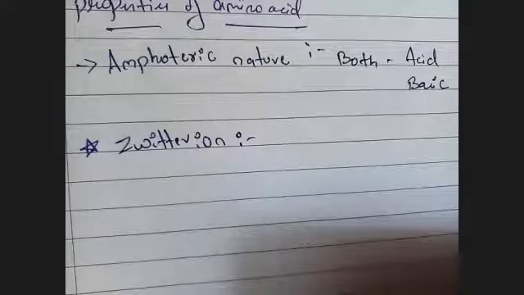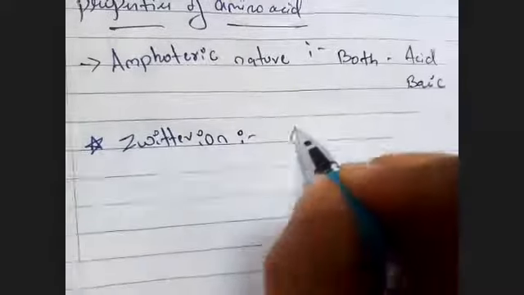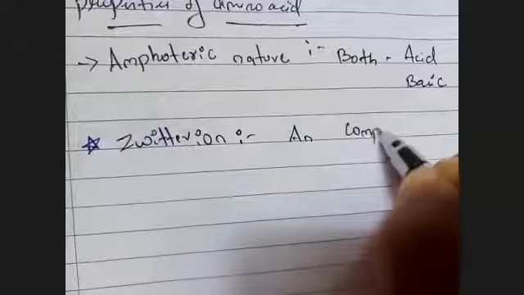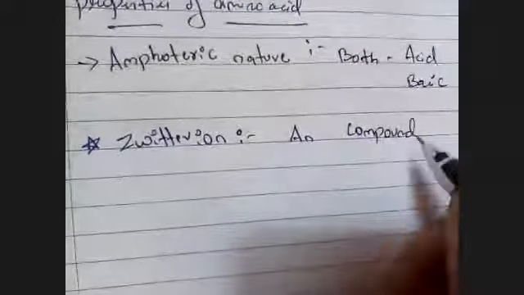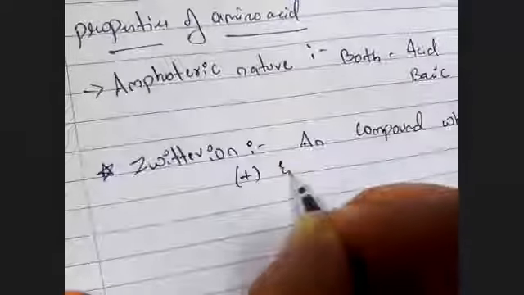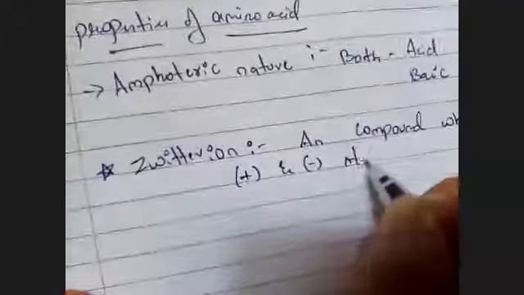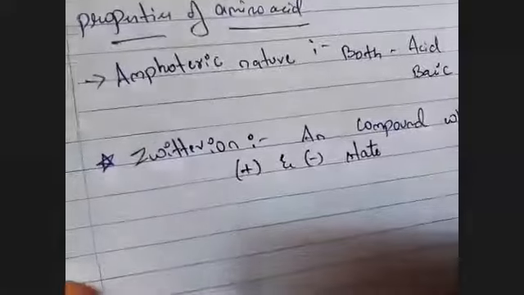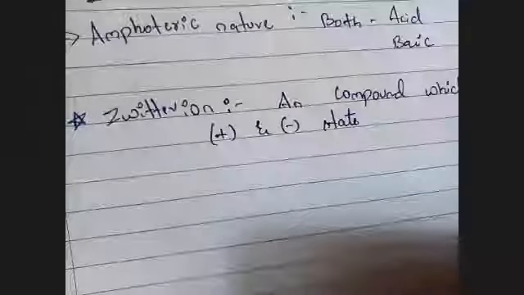So what do you mean by zwitterion? A compound or a molecule which exists in both plus and minus state is called a zwitterion.